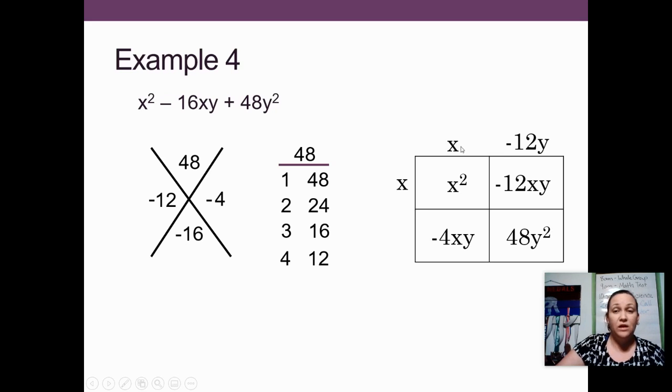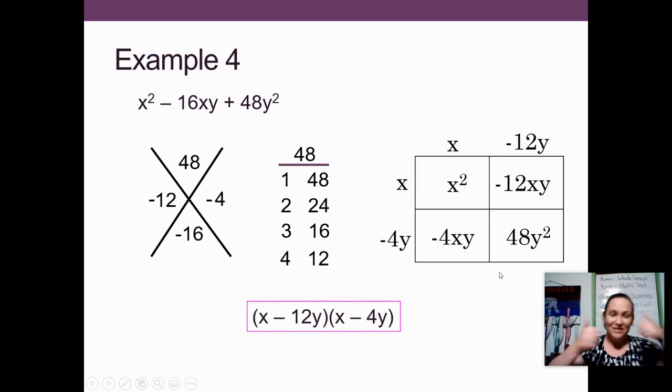Same thing happens down here. So I have an x up here, so I'll need a negative 4y over here. And then we double check really quickly, right? Negative 4 times negative 12 is positive 48, and y times y is y squared. So we did good.